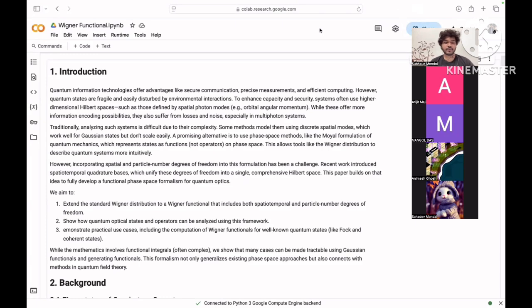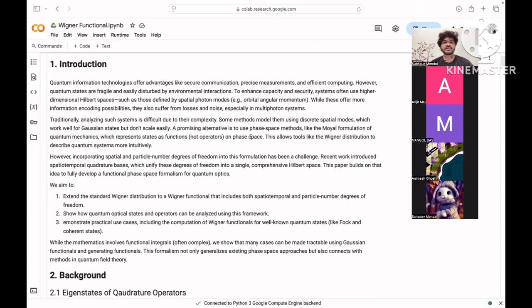Today, I will walk you through the foundational framework leading up to the Wigner functional theory in quantum optics. We will cover basically the spatiotemporal quadrature states, functional integration tools, and end with fixed spectrum Fock states. So first, let me walk you through the motivation behind this.